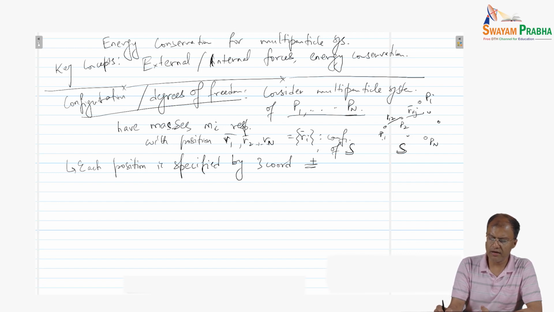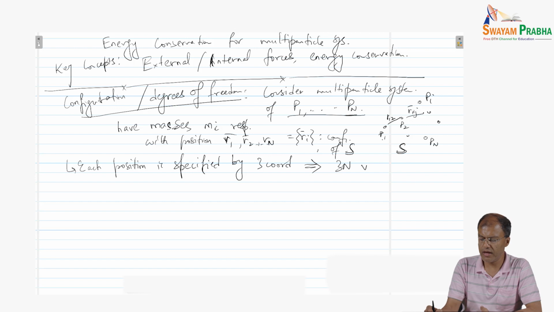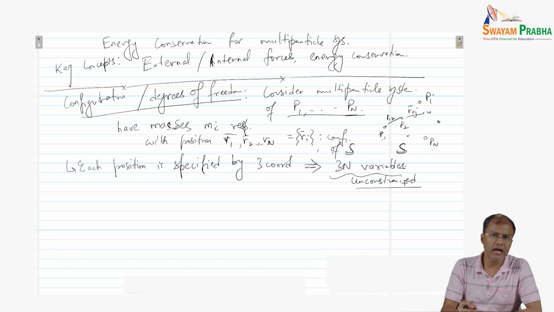So this implies that we have 3n variables to worry about. This is for a system which is unconstrained, which means that every particle is free to move irrespective of the other particles. Now suppose we have constraints, then the number of variables are going to get reduced, right?